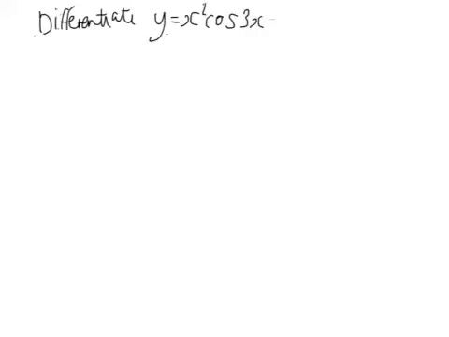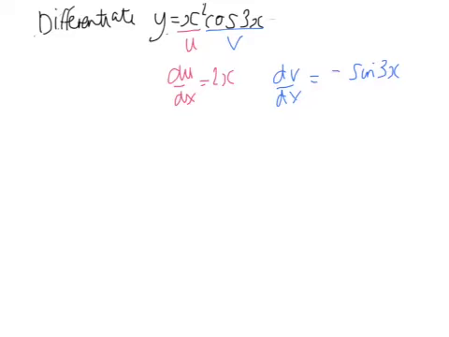Okay, so we've got one with a trig function in it this time, so let's make u x squared. Doesn't matter obviously which way round you do them, because multiplication is commutative. So we've got du by dx here is 2x, and dv by dx is going to be minus the sine of 3x multiplied by the differential of the bit that's in the brackets, which is just 3. So we've got minus 3 sine 3x, again using the chain rule there.